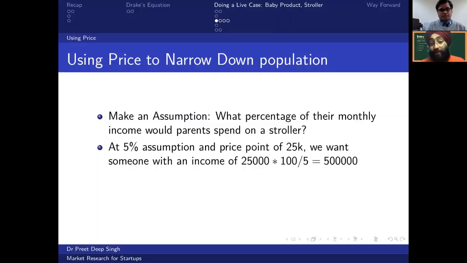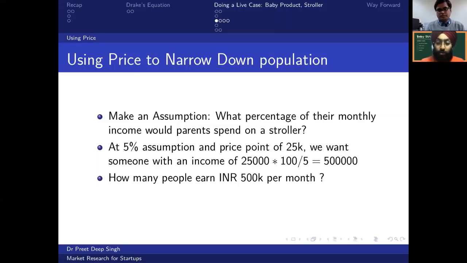Also, we need a nice name for our product. Let's call our product the MH stroller. MH stroller, just a random name. So people who earn 60 lakhs a year can buy the MH stroller, the best in class, top quality stroller, right? Now you have to tell me how many people earn this money.